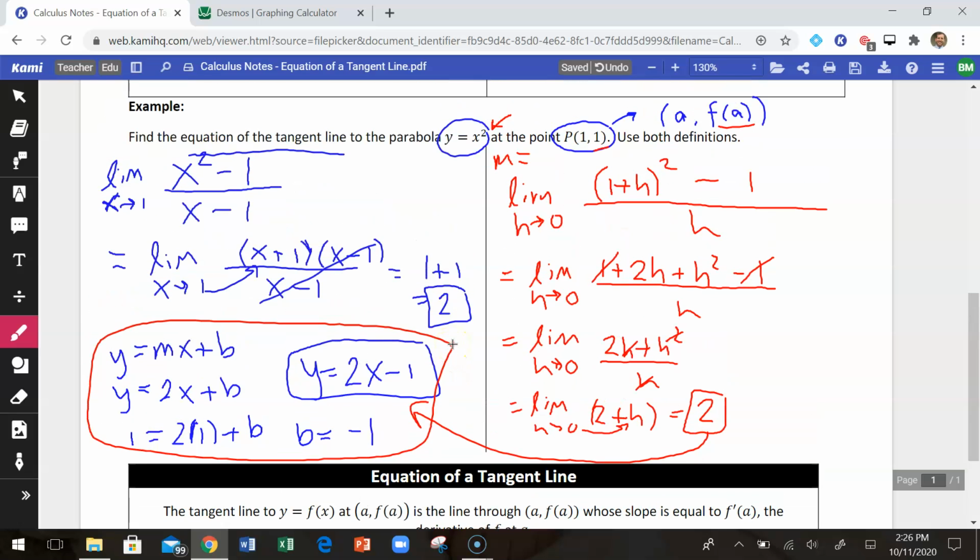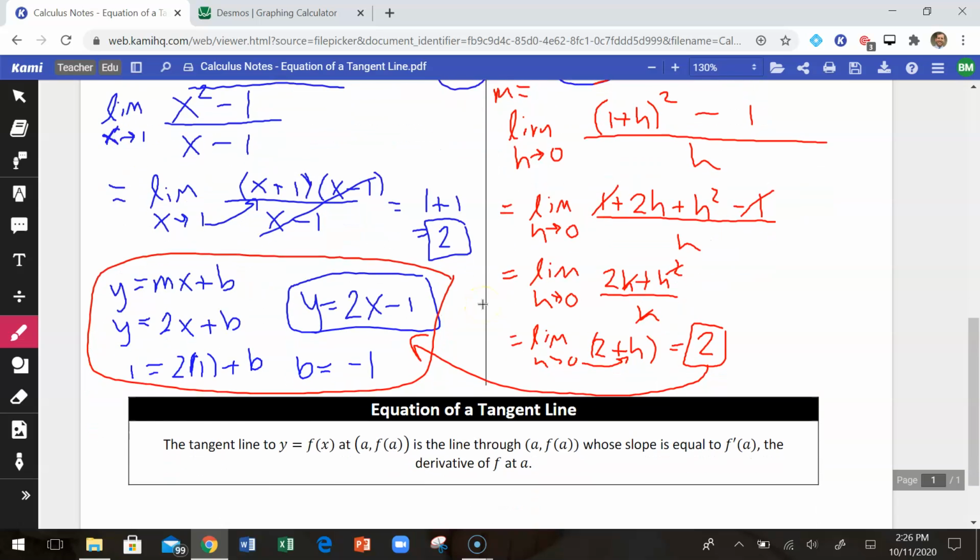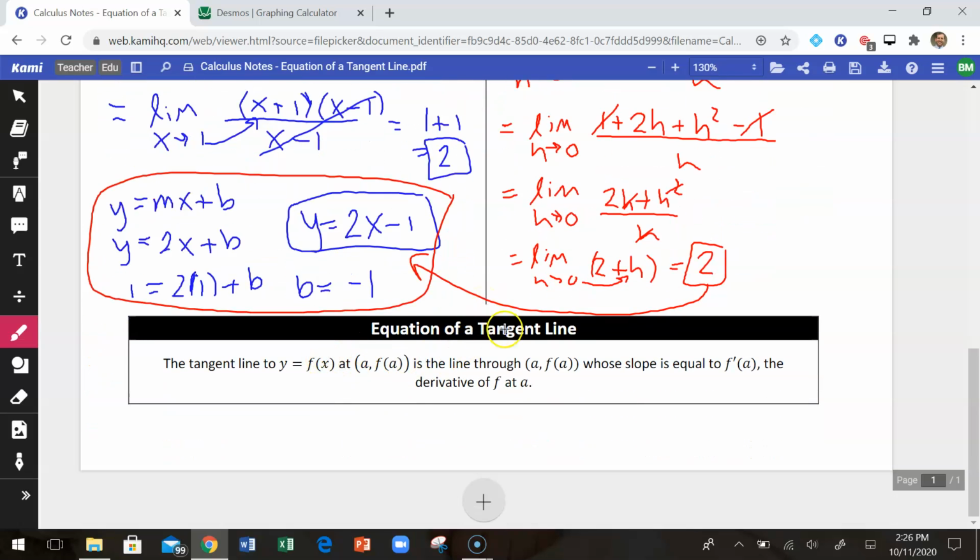Okay, so again, that's using both definitions. Both are acceptable. I know in this problem, it seemed like the first one was easier, but I will warn you that's because this function was quite easy. If the function is a lot more challenging, the second definition is actually probably going to be a little bit easier. Okay, so what this is saying here at the bottom is just kind of an overview.